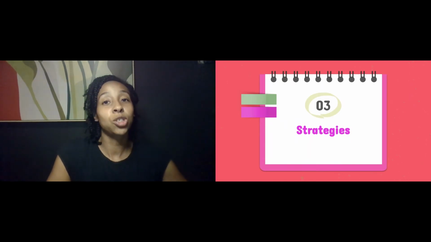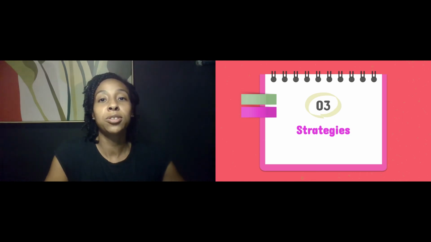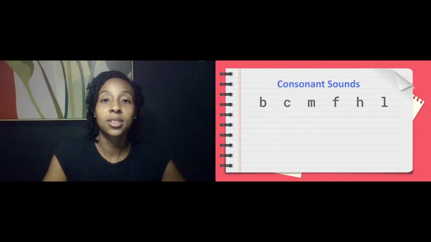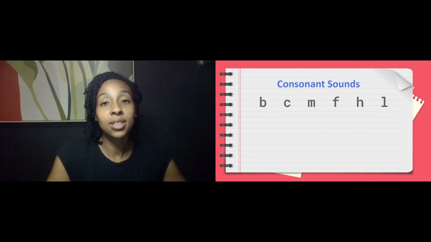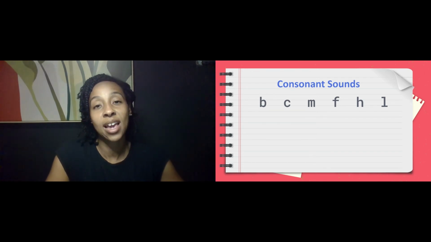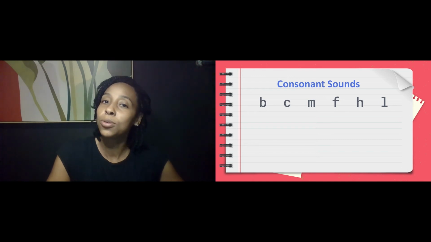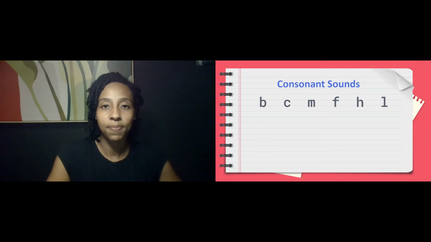Lastly, I want to teach you some strategies for saying the letter sounds, and that you can use when you're teaching your learners letter sounds when they're learning to read. So first I want to focus on the consonant sounds. As you can see here, I have the letters B, C, M, F, H, and L. I chose these at random, but also because there's some cool things that you can do with them and think about when you're trying to remember how to say them.